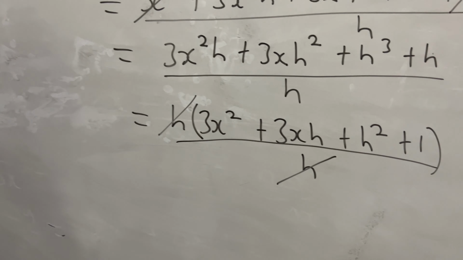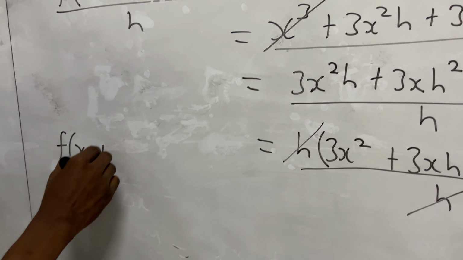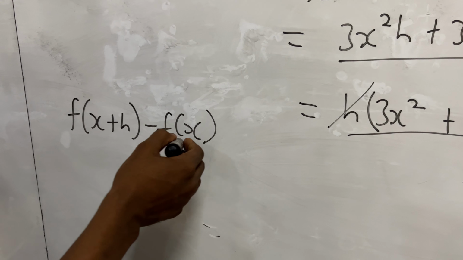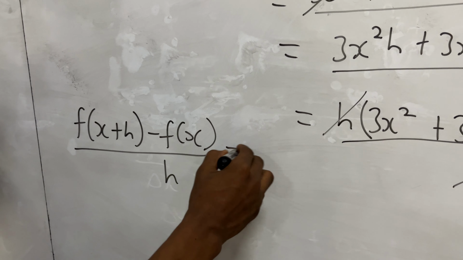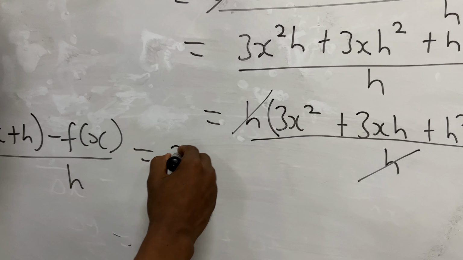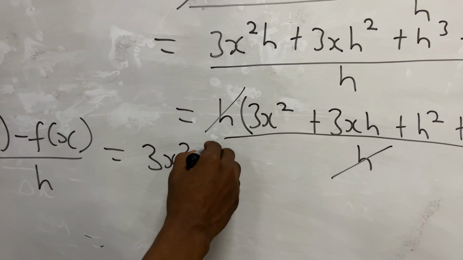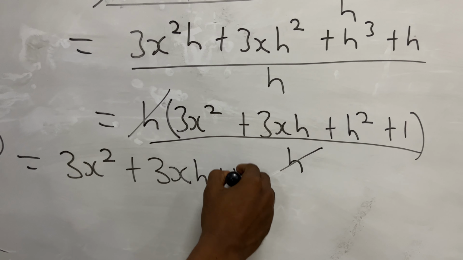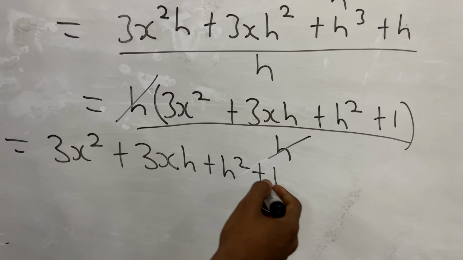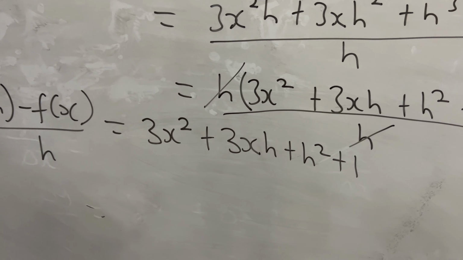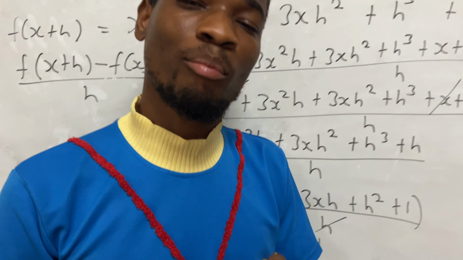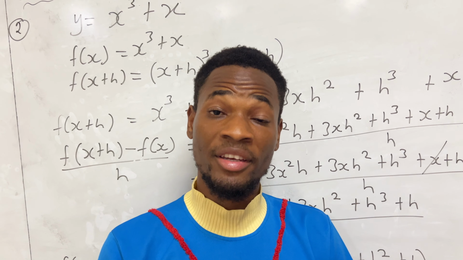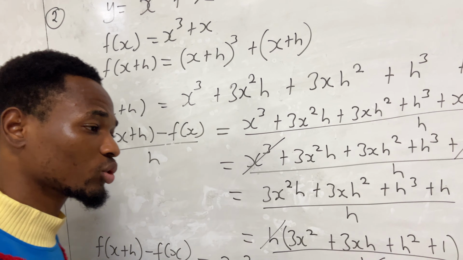So finally, my f of (x plus h) minus f of x, all over h, is just giving me this expression: 3x squared plus 3xh plus h squared plus 1. Then I will now employ my differentiation from first principle, I mean the formula. So let's see how it goes over here.